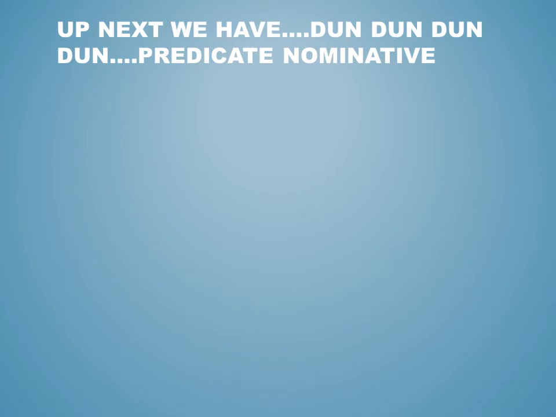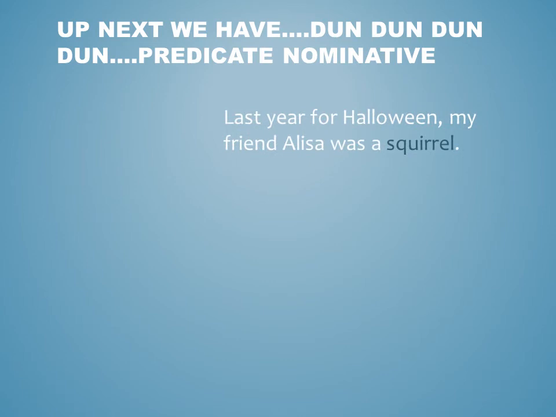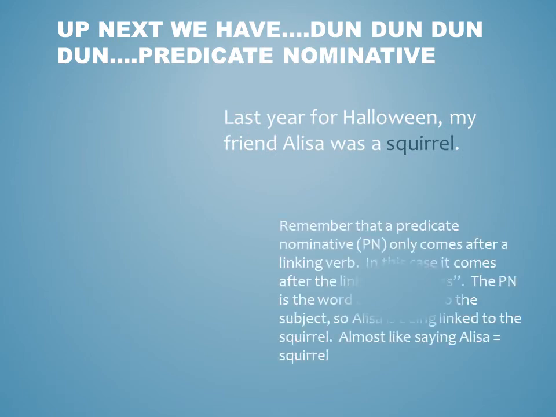Up next we have, dun dun dun, predicate nominative. Last year for Halloween, my friend Elisa was a squirrel. Right? Remember that a predicate nominative only comes after a linking verb. In this case, after the linking verb was. The predicate nominative is the word being linked to the subject.